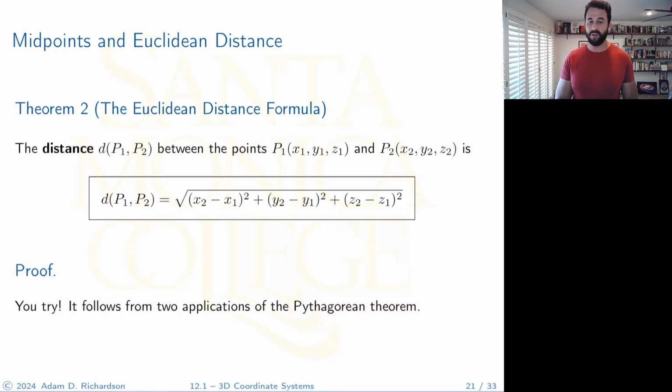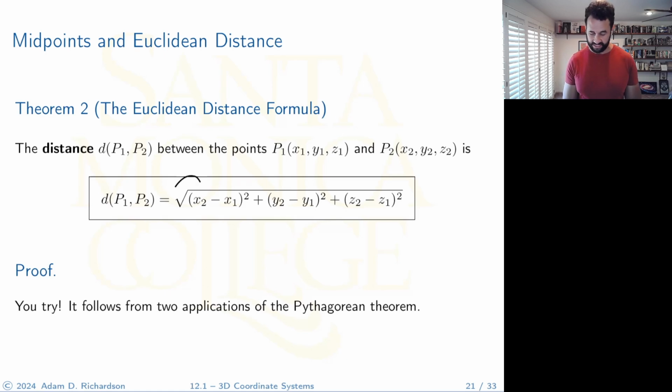All right, now, how do you prove it? I encourage you to try to prove it. It really just follows from the same proof that you remember from learning it in 2 dimensions, which is the Pythagorean theorem. The distance formula really is just the Pythagorean theorem.